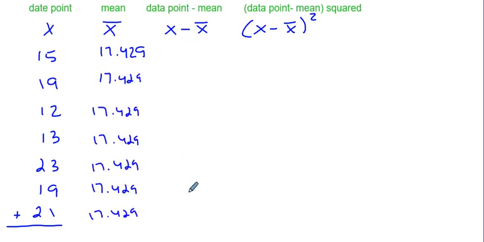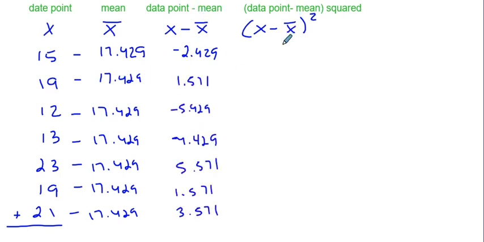I put in my mean as the same for each one of these. So my next step is to find my data point minus my mean, for each one of these. So 15 minus 17.42 is negative 2.429. Repeating that by taking my data point minus my mean, I can find the differences for each one.